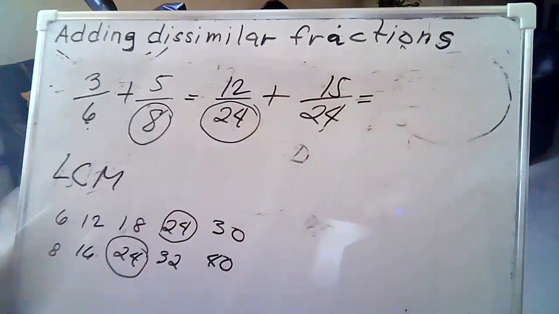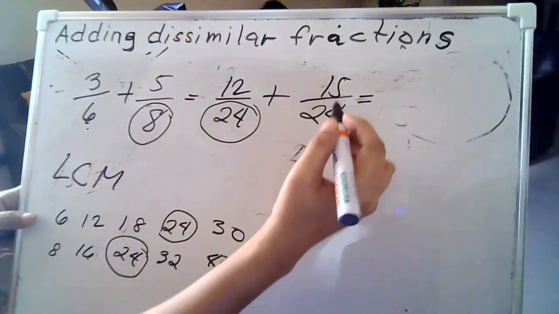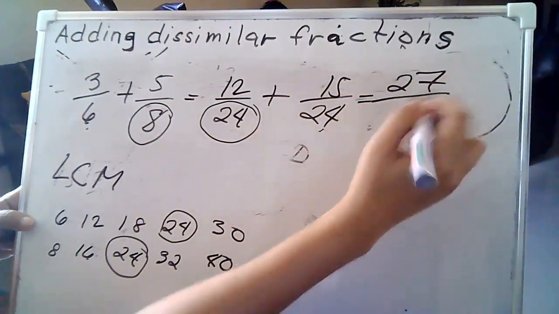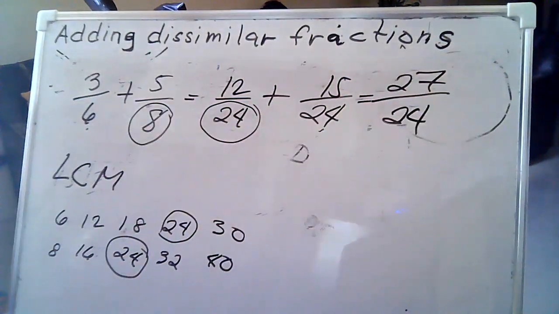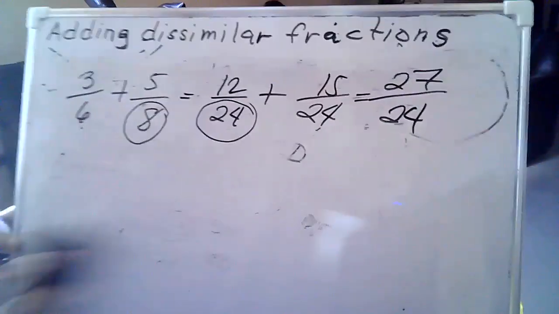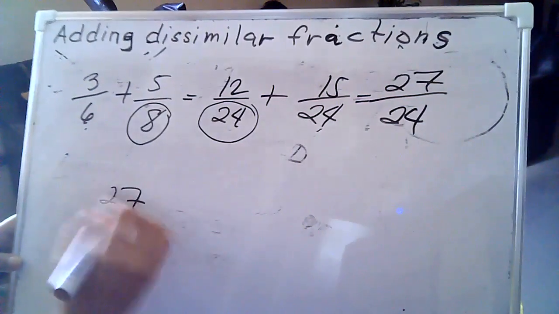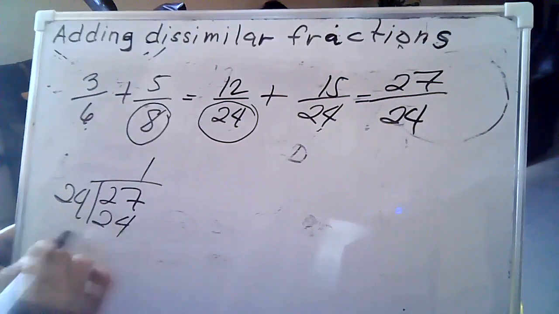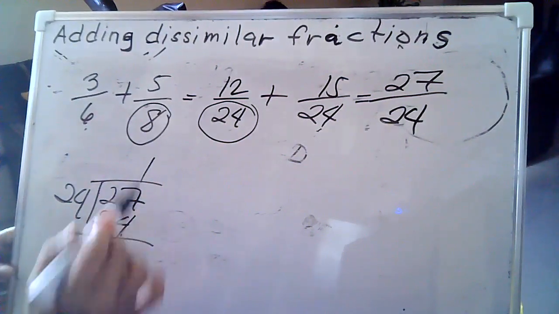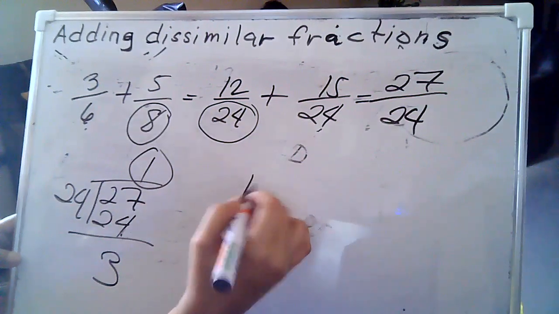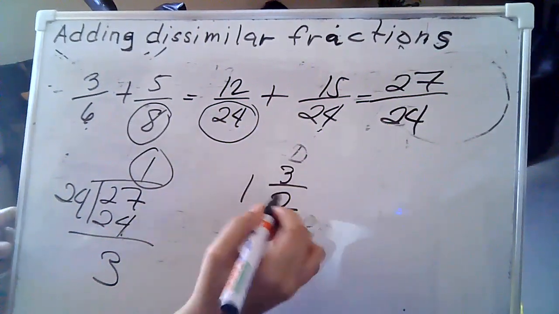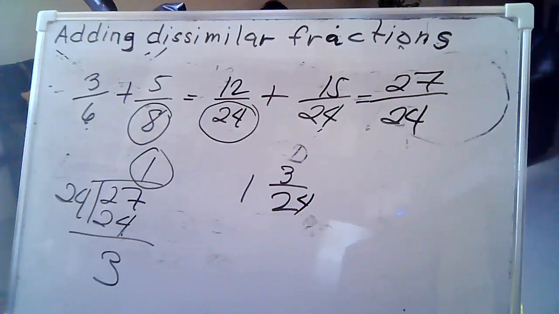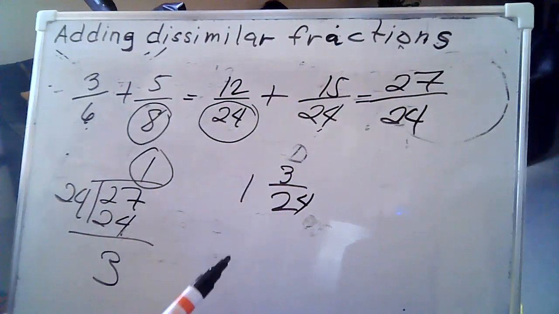And then, dahil magkapareho na sila ng denominator, so i-add na natin. So 12 plus 15 is 27 over 24. Now, since it is improper fraction, change it to mixed fraction by dividing the numerator to its denominator. So 27 divided by 24 is 1, and 1 times 24 is 24. 27 minus 24 is 3. So therefore, the answer is 1 and 3/24, sorry.